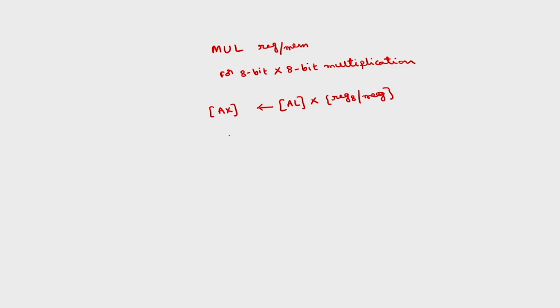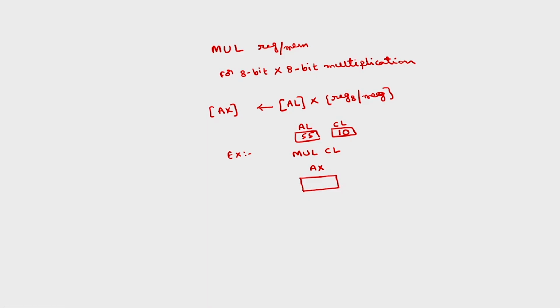For example, suppose I give AL as 55H and CL as 10H; these are hexadecimal numbers. If I write MUL CL, by default the other register is AL, and the result will be in AX. So what will be the result? It is the hexadecimal multiplication of these two numbers.